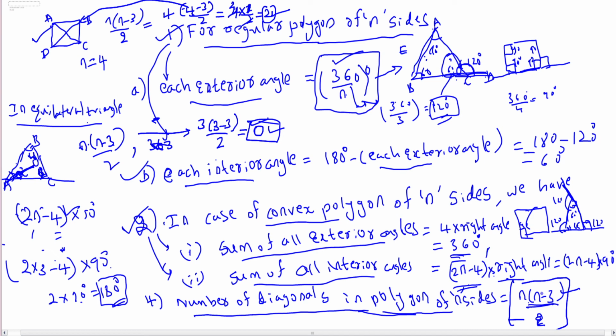Why does it give 0 in a triangle? Because we can't draw one. If you take a triangle ABC, can you draw a diagonal in this triangle? What is the diagonal? The line joining the alternate non-consecutive vertices of the polygon. This is very important. What is the diagonal? I will tell you.